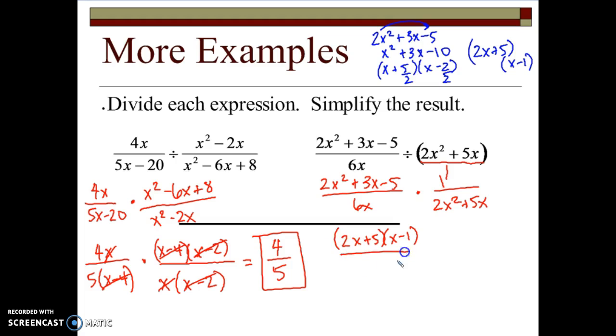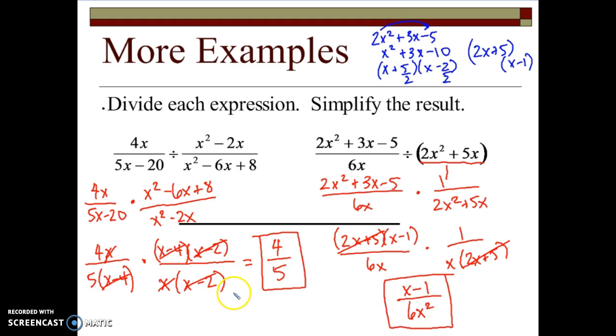Can't do anything with the 6x. Can't do anything with the 1. And then on the bottom of my other one I have a GCF of x, and that gives me 2x plus 5. Alright, 2x plus 5, 2x plus 5 cancel. On top, x minus 1 times 1 is just x minus 1. And then on the bottom, 6x times x is 6x squared. And that's as far as we can go.